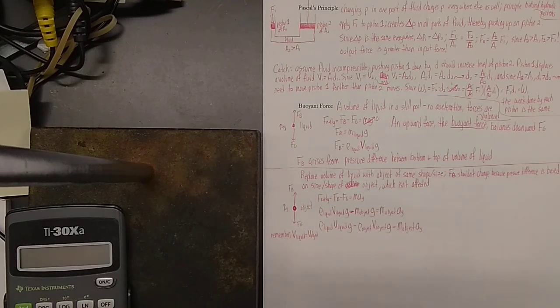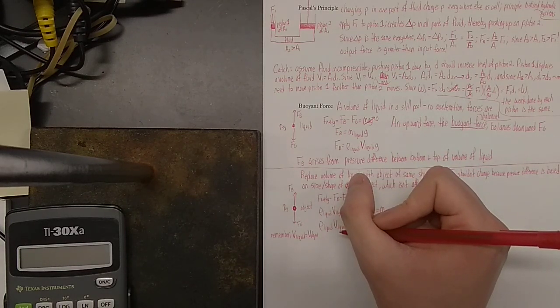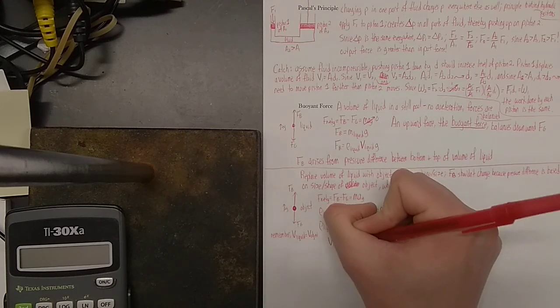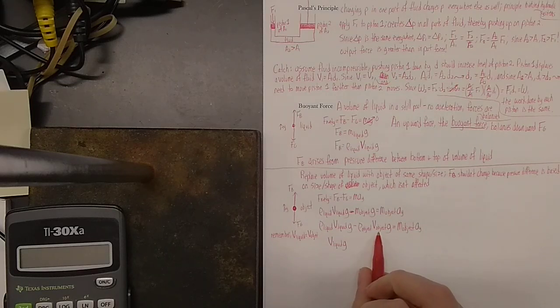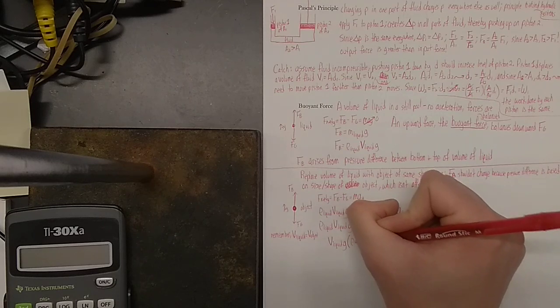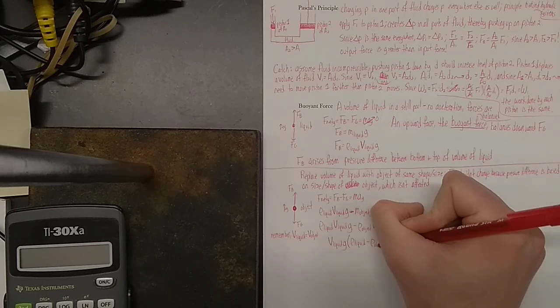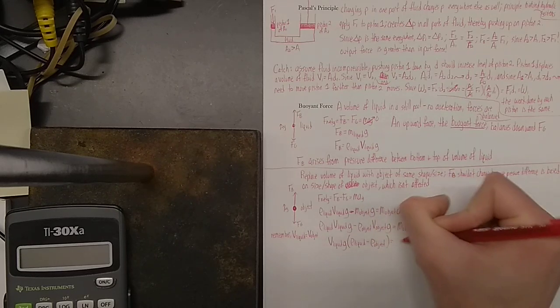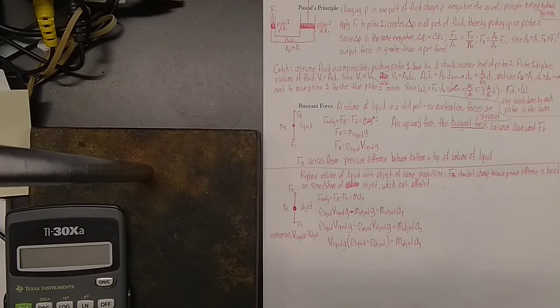So if those two things are equal, then watch what I'm going to do here. I'm going to change this to volume liquid because it's the same thing, times g, times the density of the liquid minus the density of the object, which must be equal to the mass of the object times a_y. And this leads to some interesting scenarios.